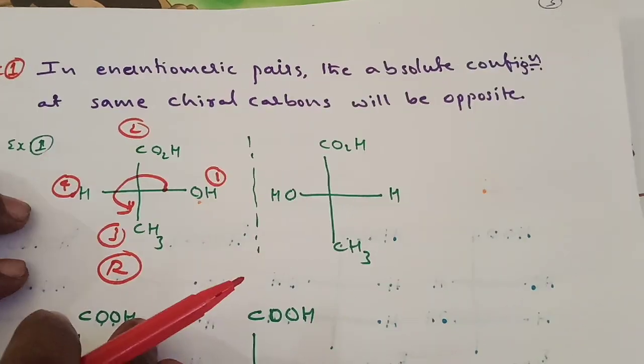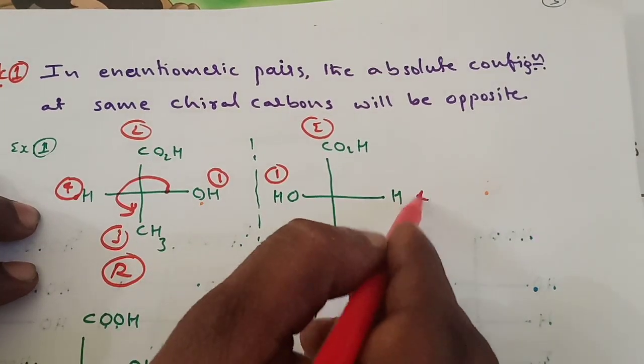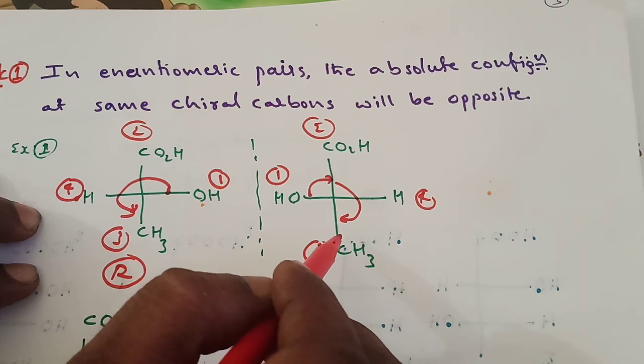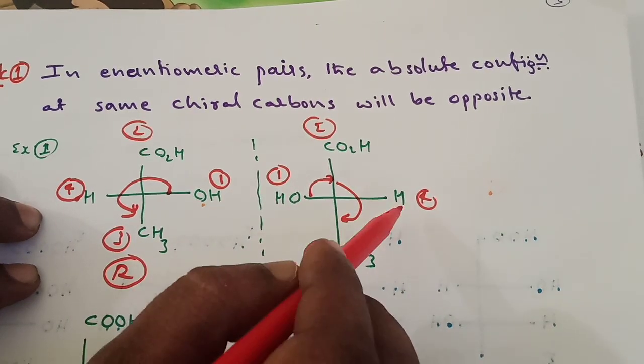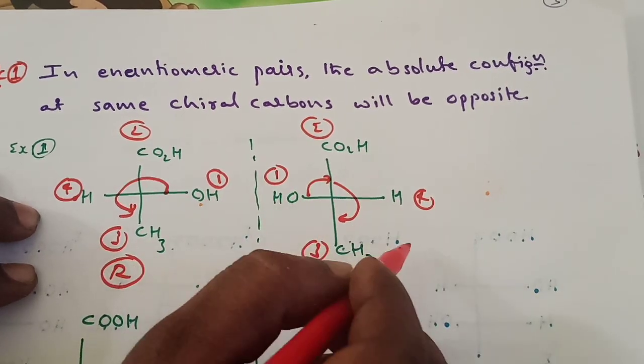And in this example, 1, 2, 3, 4. From first to second, second to third, the direction is rotating clockwise. That means it should be R. But since the fourth group is on the horizontal line, what happens? R becomes S. So it is having the S configuration.